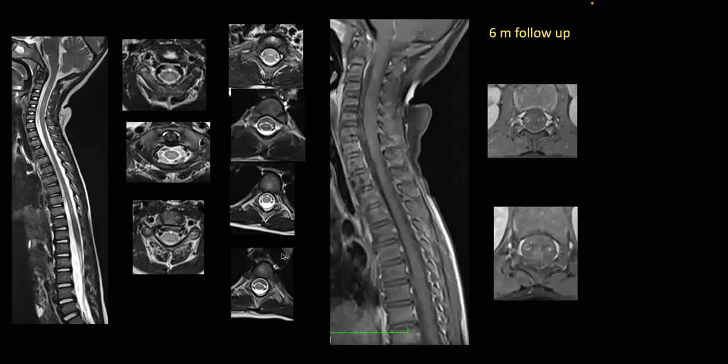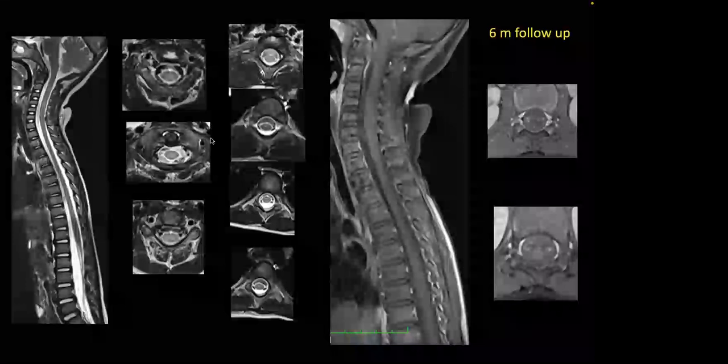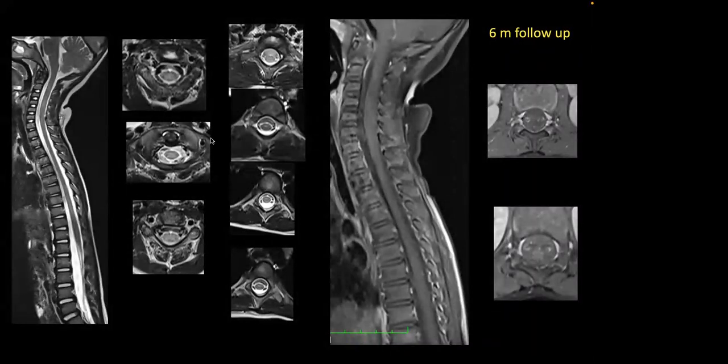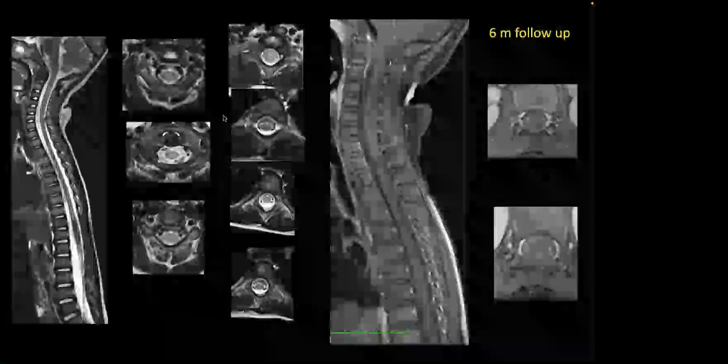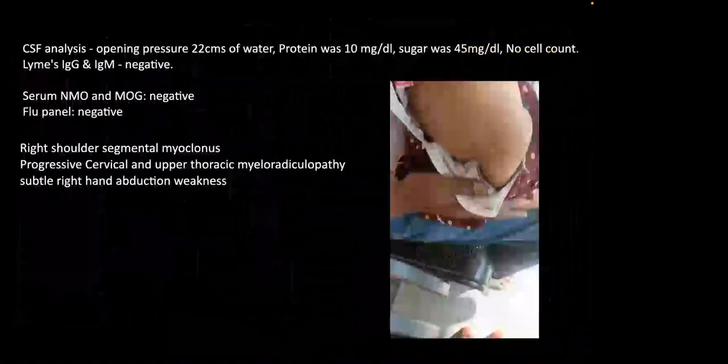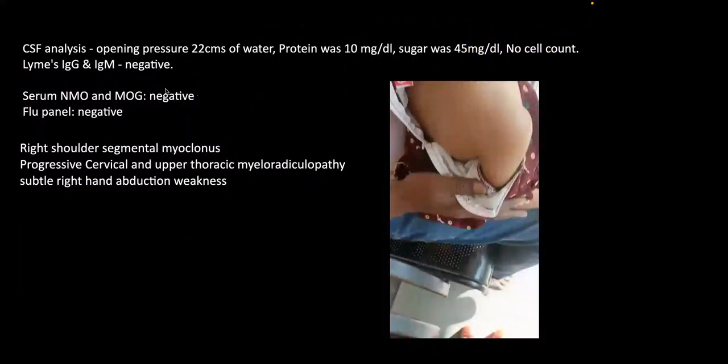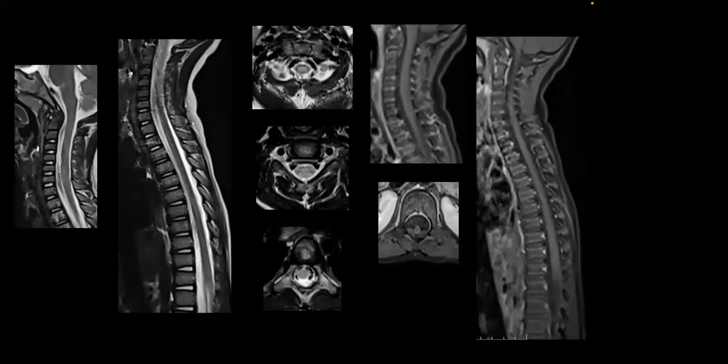Can this be something infiltrative? Everything has turned out to be negative. Like, sorry, like sarcoid or something? Possible. I mean, inflammatory. Yeah. I think Lyme was tested. Lyme is negative, yeah. Lyme is negative.